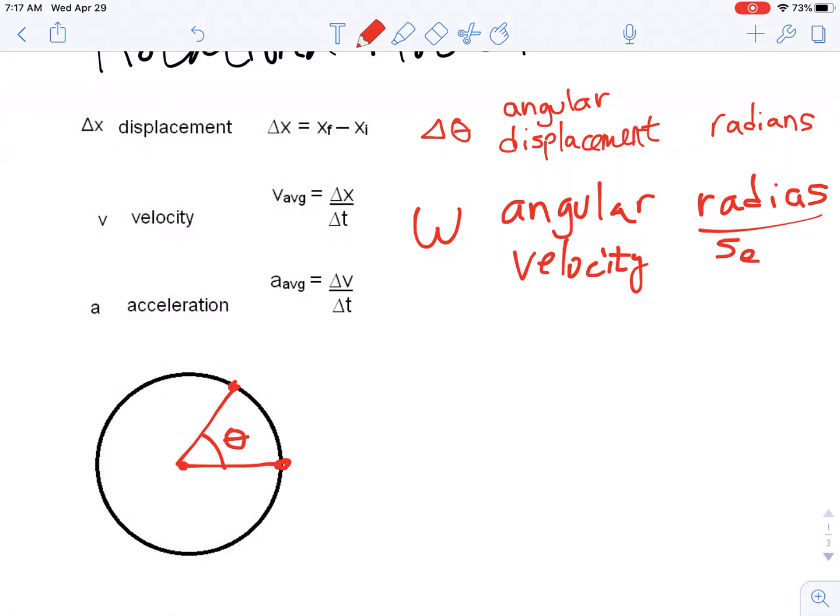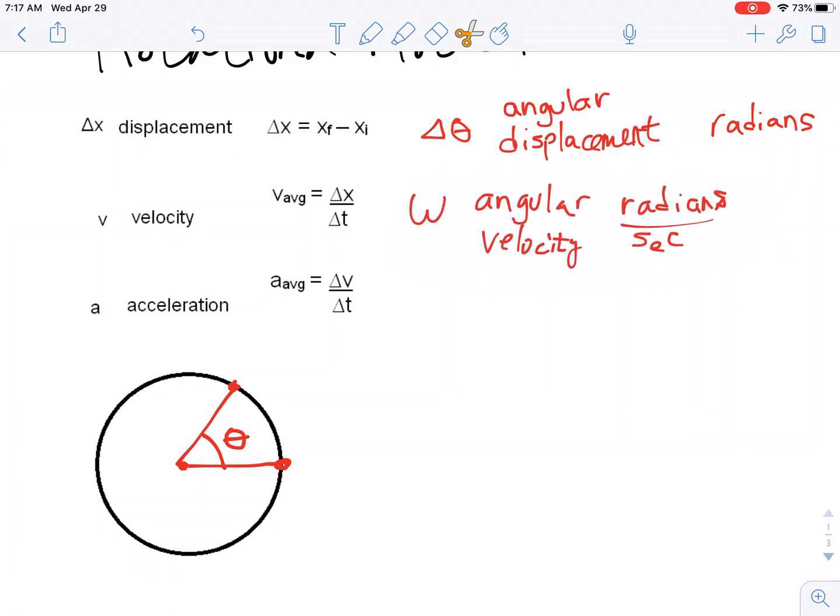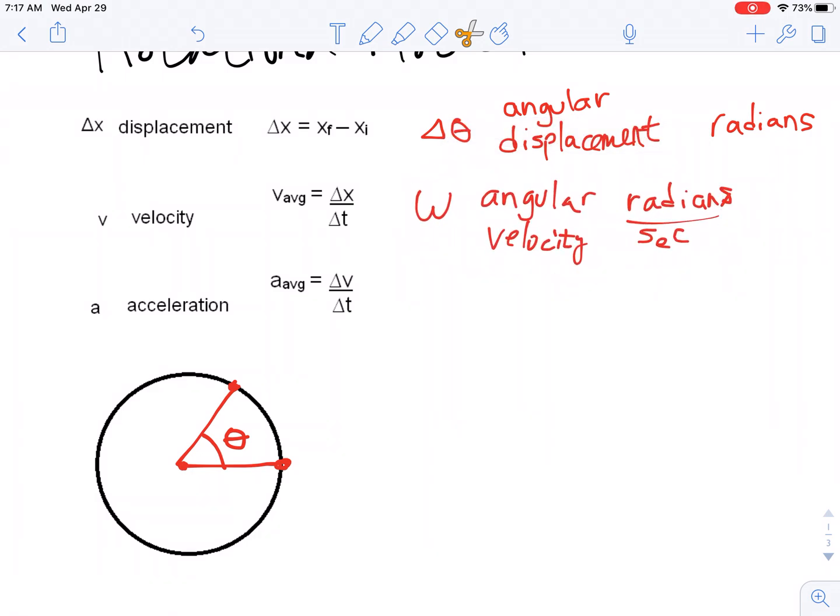Oops, I misspelled radians there, sorry. Radians per, oh, that S is hard to draw there. There we go. Second, okay? So we have our second term to introduce here, angular velocity measured in radians per second, okay?